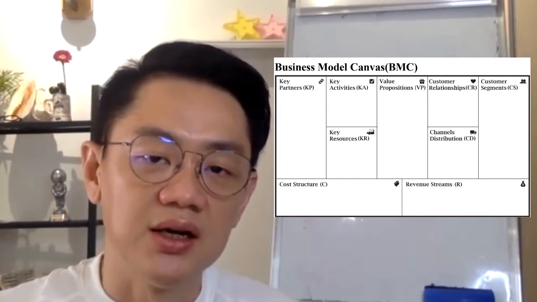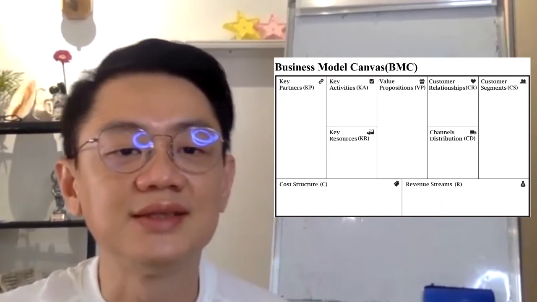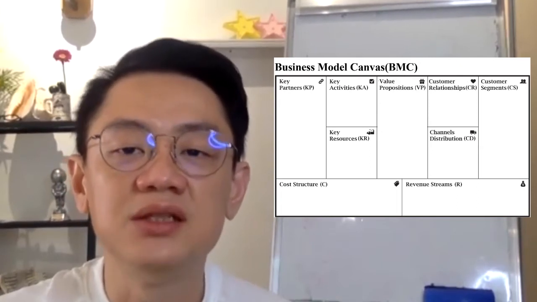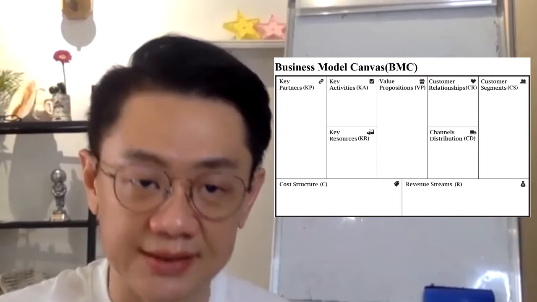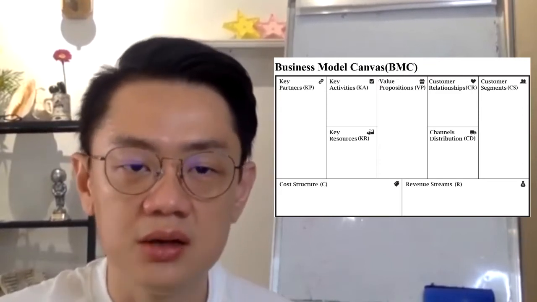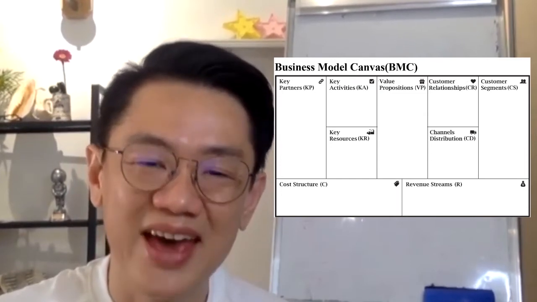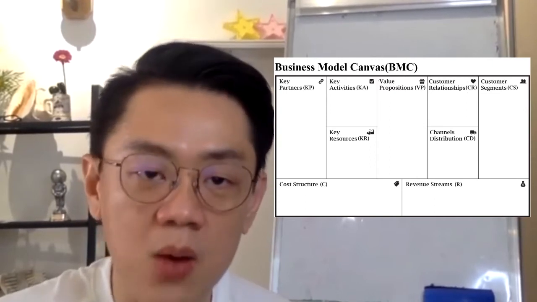The left side of the canvas will represent internal value, whereas the right side focuses on the external value. The 9 fundamental building blocks are VP, CS, CR, CV, R, KP, KA, KR, and the last one is C. Let's look at it one by one.